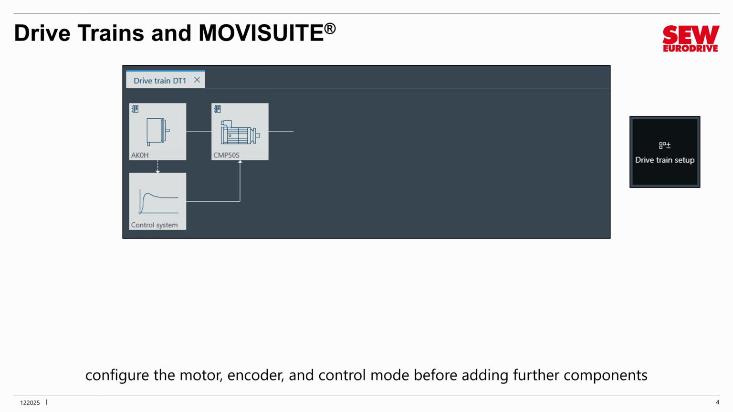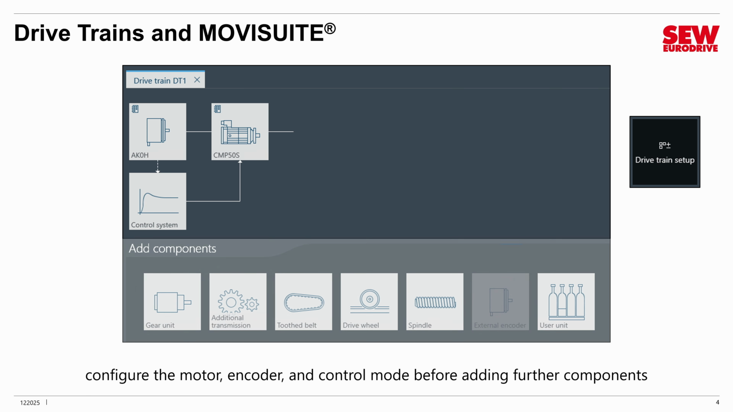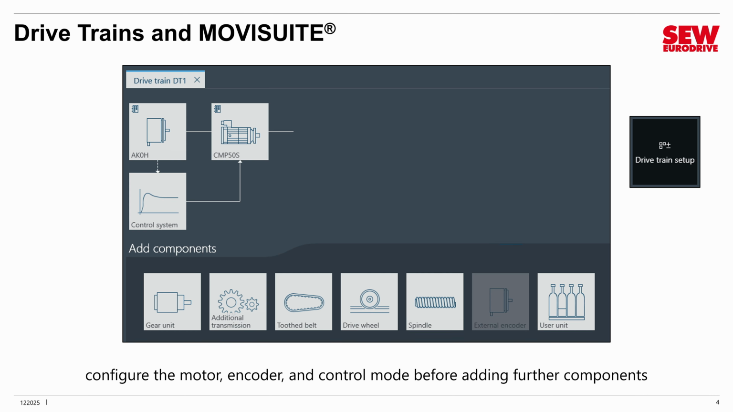Setting up a drivetrain is relatively easy. What you should always do first is configure the motor, the encoder, and the control mode just to get the basics in place, and then from there you can add further components. The way you do this is you click the drivetrain setup button, which will reveal a number of additional components that you can add, like gear units, transmission elements, encoders, and user units.